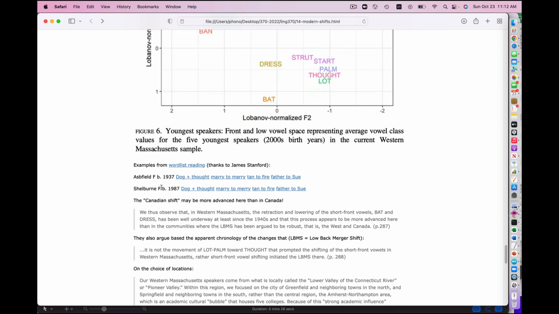Dog, thought. So that speaker has the merger between the vowels.